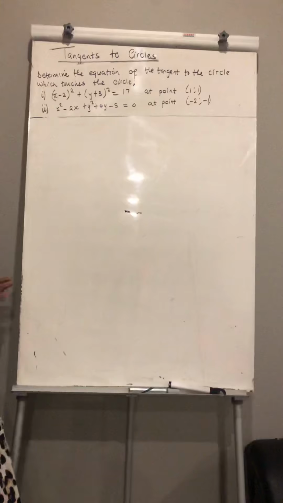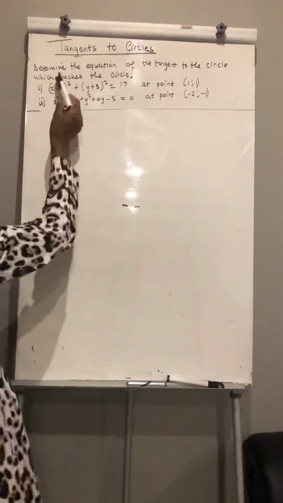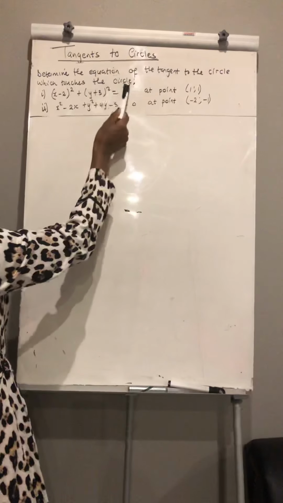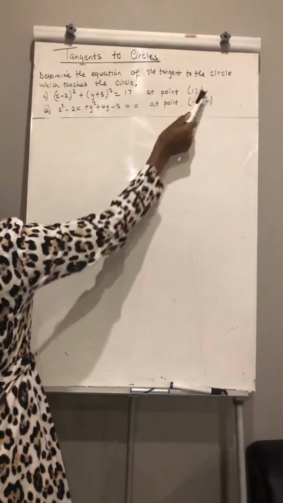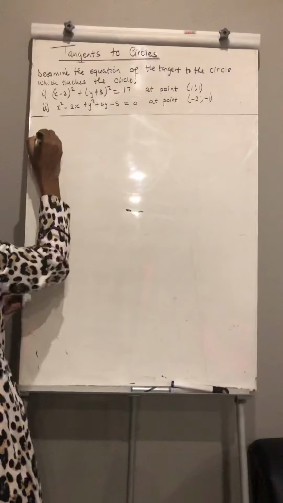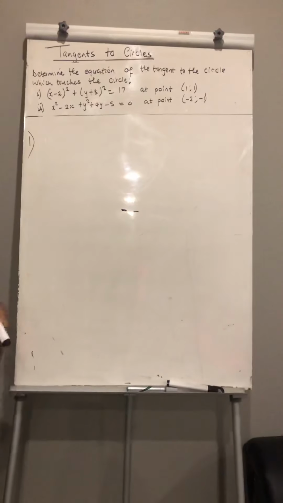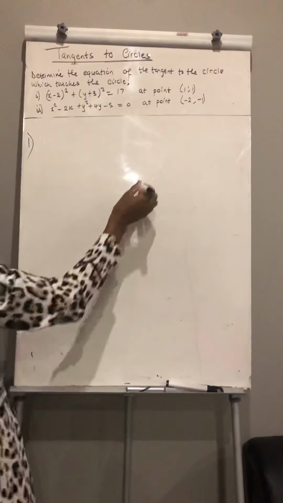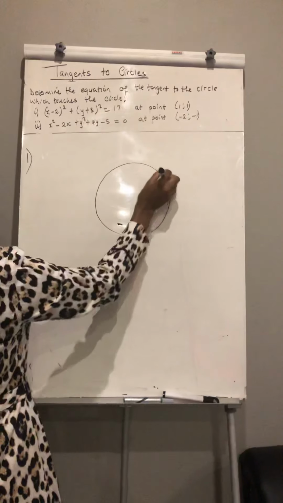Okay, so here is what we have. The question is saying, determine the equation of the tangent to the circle which touches the circle at this point here, 1, 1. So that is what we want to do right now. We want to answer that one in C. So the first thing I'll encourage is for you to visualize it. Try to draw the circle and see if you can get some of these things right.